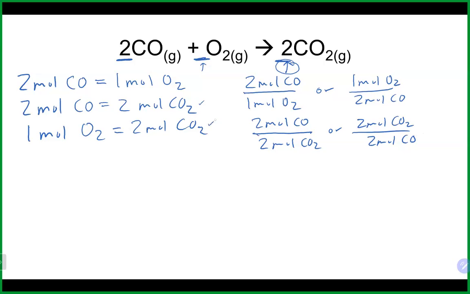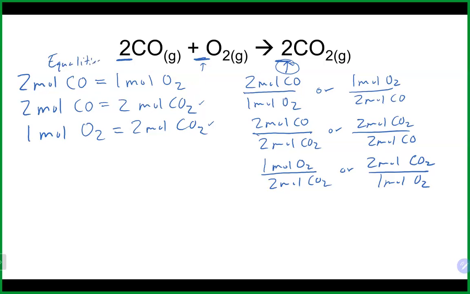And lastly, here for the third one, we could write 2 conversion factors: 1 mole of O2 over 2 moles of CO2, or 2 moles of CO2 over 1 mole of O2. So from this one balanced equation, we just got ourselves 6 different conversion factors that we could use. From each of these stoichiometric equalities, we could get these conversion factors.